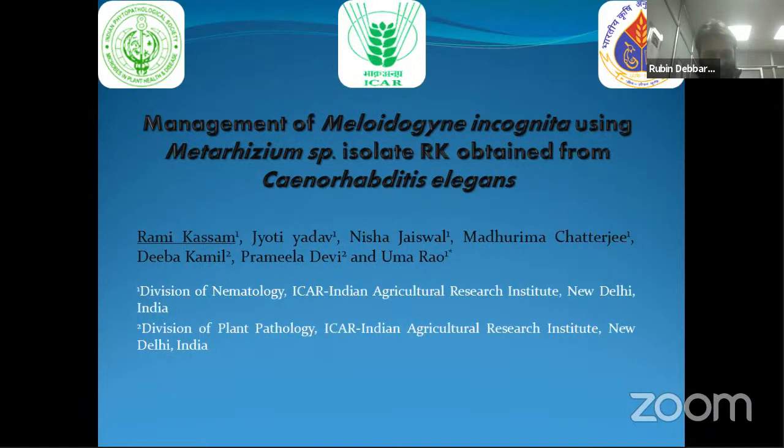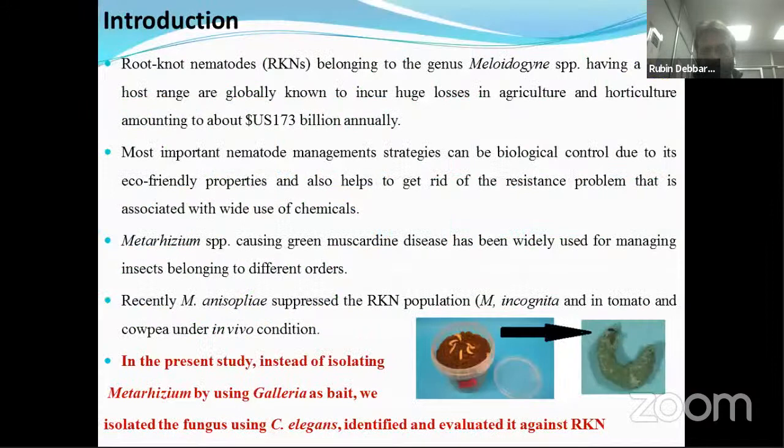Okay, sir. Good evening. Respected sir, my name is Rami from the Nematology Department, PhD student. My topic is management of Meloidogyne incognita using Metarhizium isolate RK obtained from C. elegans. We know that root-knot nematodes belonging to Meloidogyne have a wide host range and cause global losses for agriculture and horticulture of around $173 billion annually. The most important nematode management strategy is biological control due to its eco-friendly properties, and it also helps to get rid of the resistance problems associated with the wide use of chemicals.